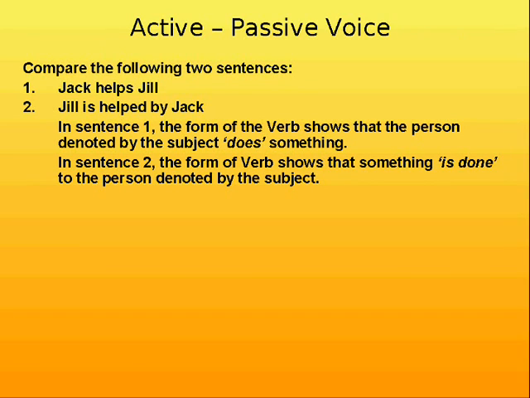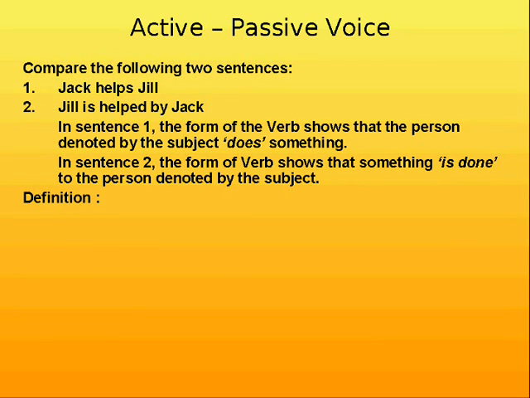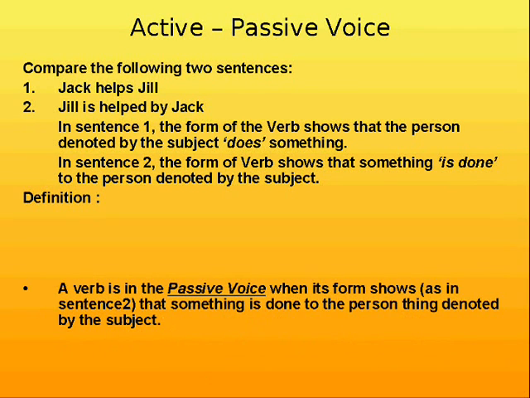So for a clear explanation, here's the definition. A verb is in the active voice when its form shows, as in sentence 1, that the person or thing denoted by the subject does something, or in other words is the doer of the action. And a verb is in the passive voice when its form shows that something is done to the person or thing denoted by the subject, as shown in sentence 2. So this is active voice and passive voice.